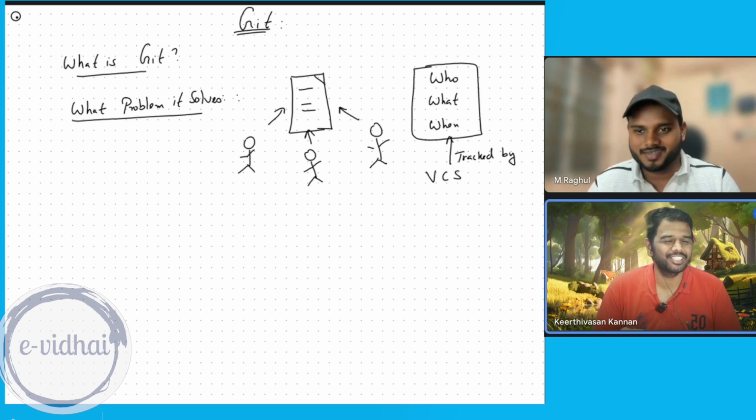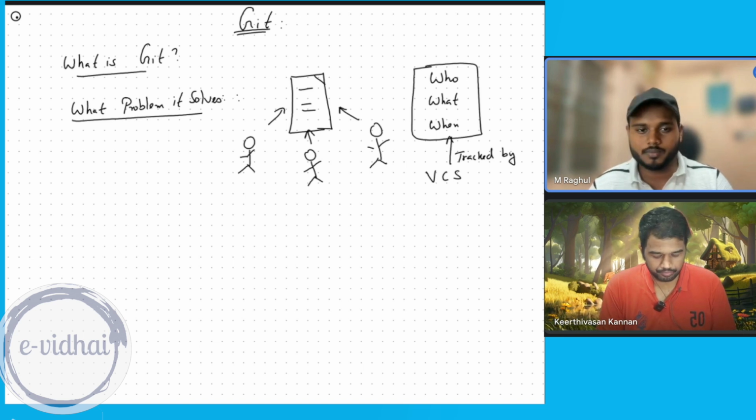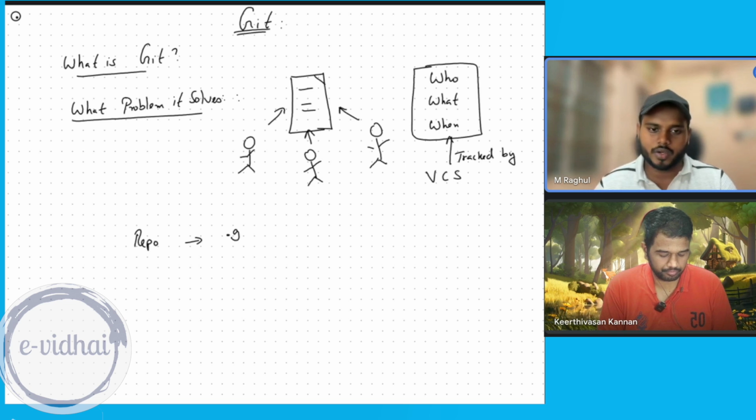So how does this VCS actually work, if you want to illustrate? Okay. For example, for VCS we take Git. If we initialize a Git repository, it will create a .git folder. This is the important one. If you take any directory, it will create a .git folder. This .git folder tracks all the changes and who made the changes.